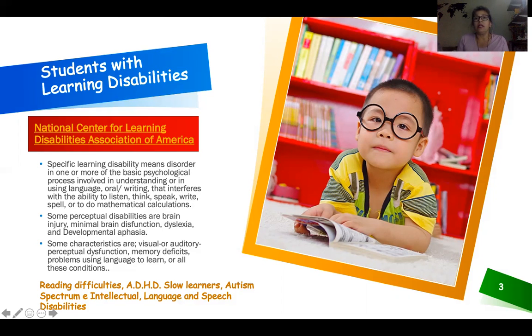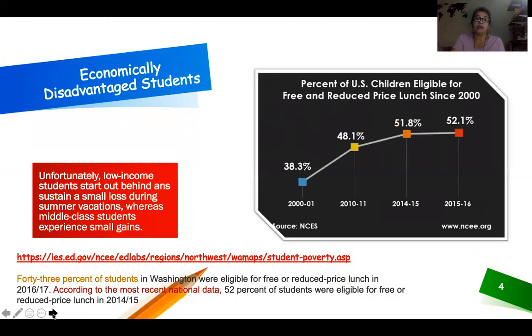Reading difficulties can also be part of ADHD, slow learners, autism spectrum, or intellectual disabilities. Language and speech disabilities go into this category. Speech disabilities, you can see them in babies. It's hard to know what they're going through if you're not carefully paying attention to every single student.